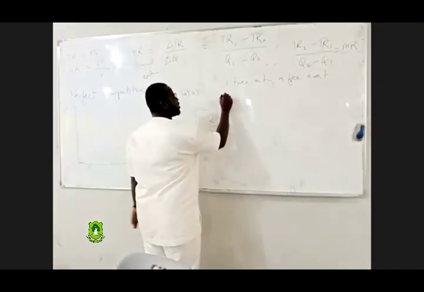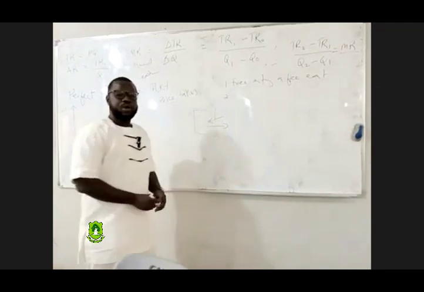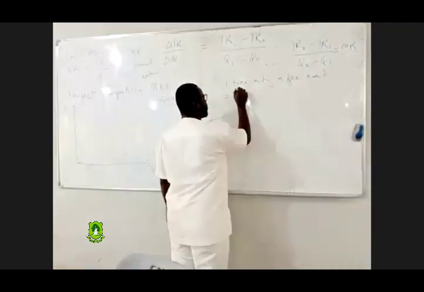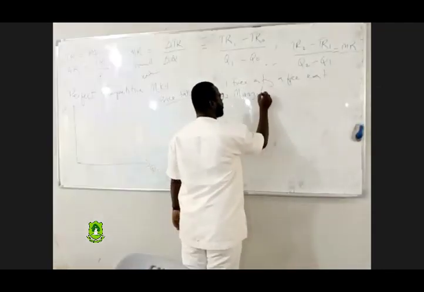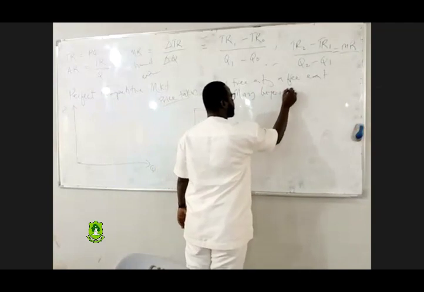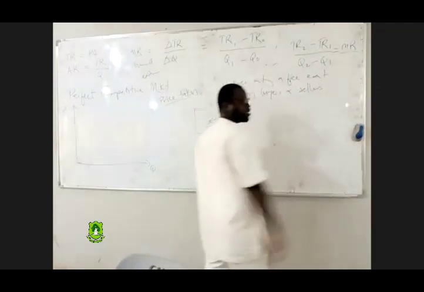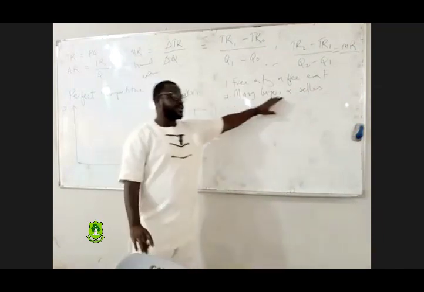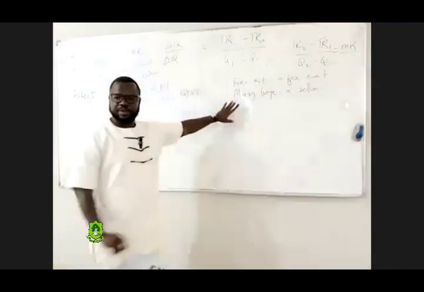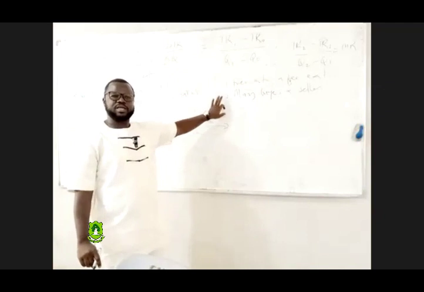Okay. The second one will be what? There should be many buyers and many sellers. If the sellers are many, no one can set the price. You will be a price taker.